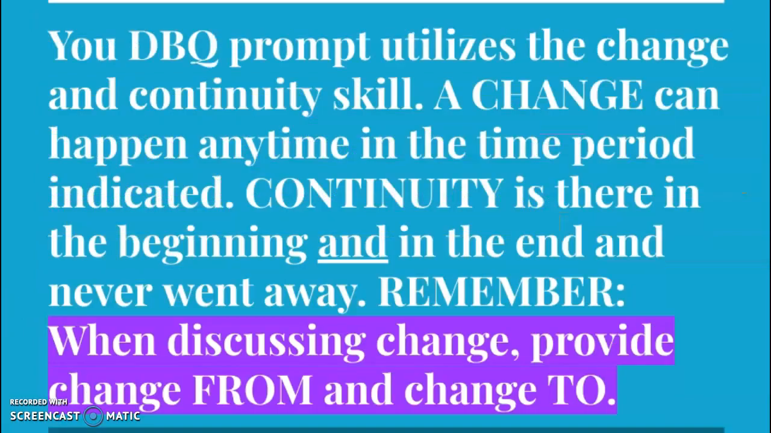Your DBQ prompt will utilize the change and continuity skill. A change can happen anytime in the time period, but continuity is there in the beginning and in the end and never went away. Please keep this in mind. When you are discussing change, provide change from and change to in order for it to count.